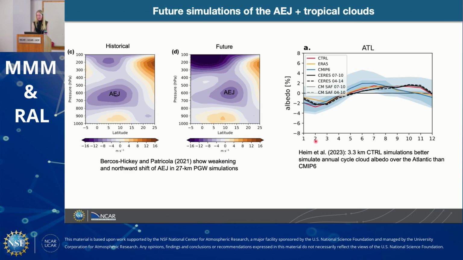So this is showing the tropical cloud albedo as a function of month. And you can see that these 3-kilometer simulations tend to better simulate the amplitude and the timing of these tropical clouds compared to CPMs. So I think that motivates the use of convection-permitting models to capture some of these tropical clouds, but also to capture the feedbacks between these convective scale features with some of the larger scale synoptic features like the African easterly jet.